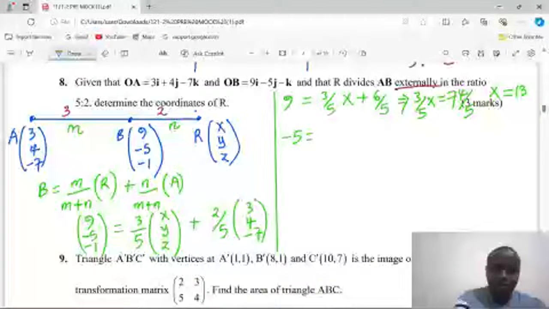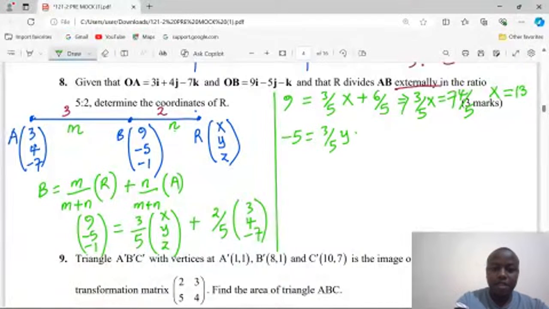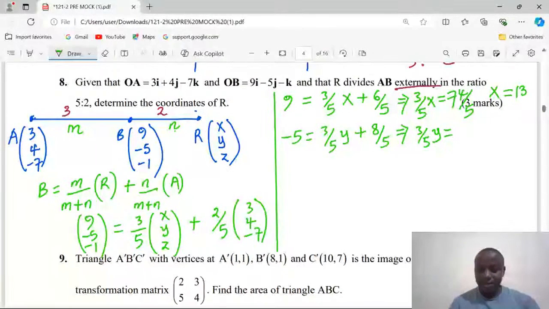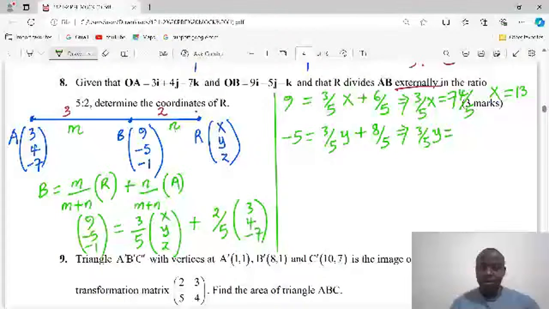Negative. Again, we take 3 over 5y. Then we add 2 over 5 by 4, which becomes 8 over 5. So we remain with 3 over 5y equals negative 5. Then we subtract 8 over 5. That is negative 5 minus 8 over 5.